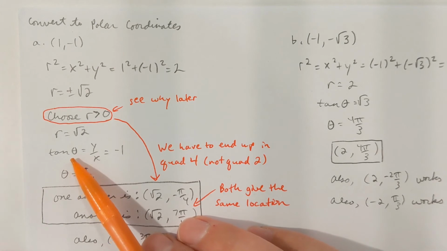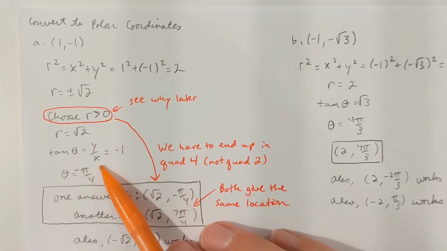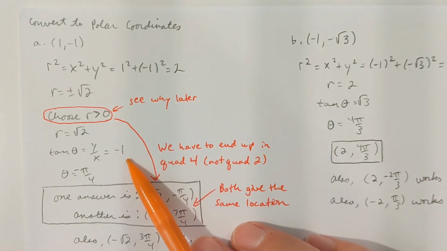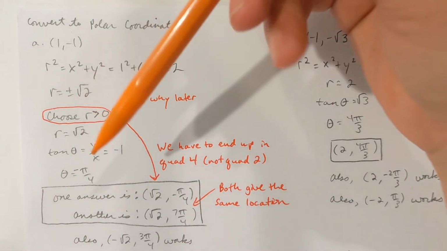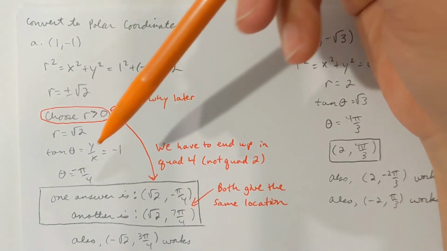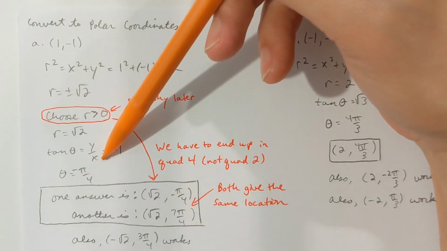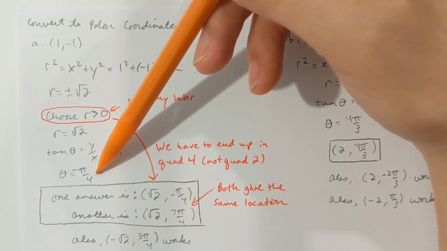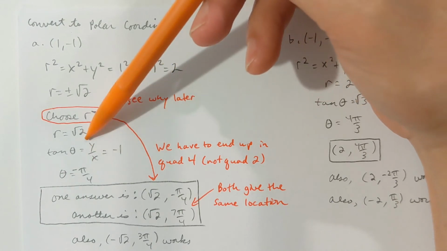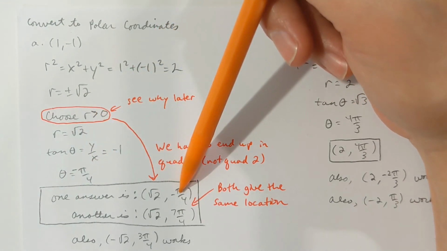I've got to get theta. Tan theta is y over x. So -1 over 1 is -1. What angle are we talking about there? Well, if the opposite side is -1 and the adjacent side is 1, then that would mean that you're in quadrant 4 and you're talking about an angle that is negative pi over 4. So one answer that you could give is (root 2, negative pi over 4).